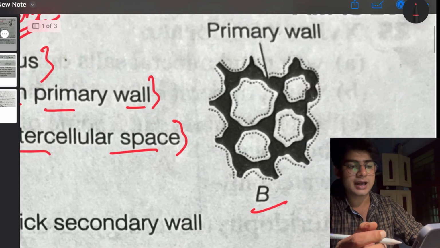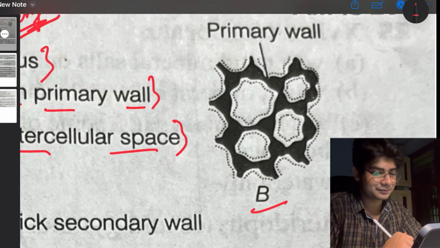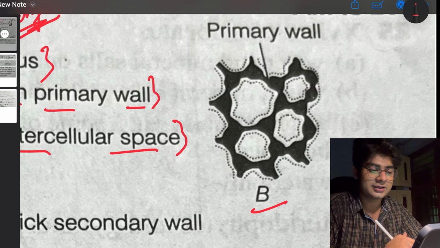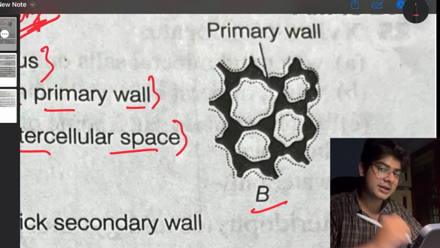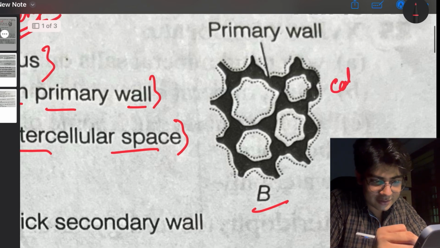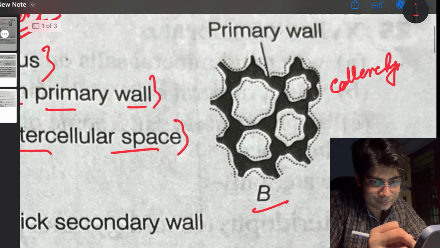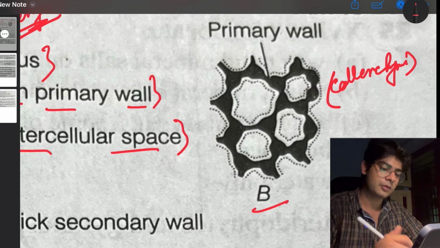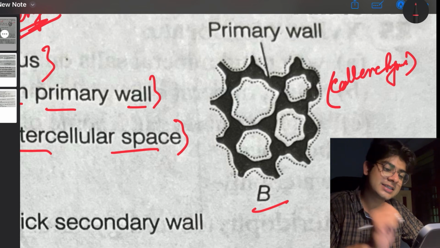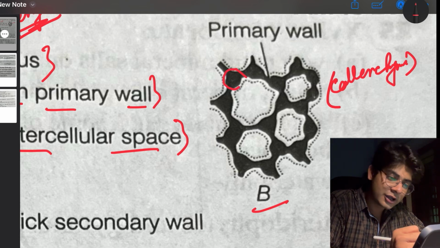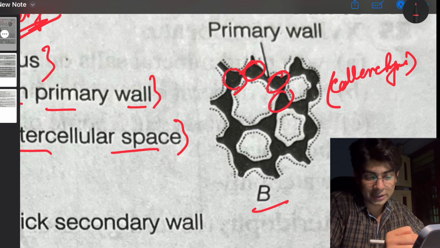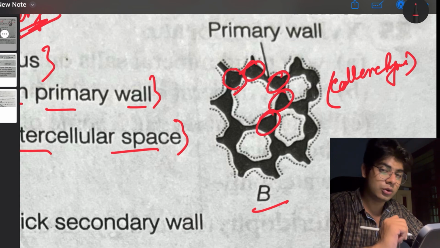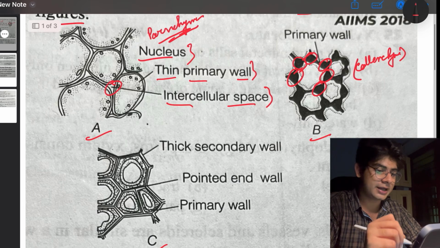Okay? Let's see if you can answer the next image. What is it? You're right. It's collenchyma. Why? Because as I told you before, the collenchymatous cells have highly thickened corners due to deposition of cellulose, hemicellulose, and pectin. So it's collenchyma.